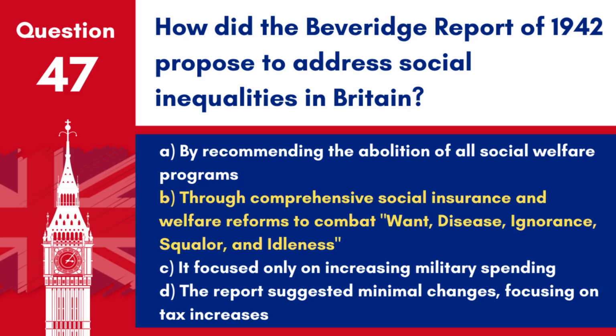Answer B. Through comprehensive social insurance and welfare reforms to combat want, disease, ignorance, squalor, and idleness. The Beveridge Report was instrumental in laying the groundwork for the modern British welfare state, proposing extensive reforms to address various forms of social inequality.